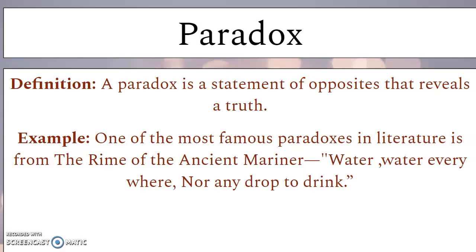And then a paradox. A paradox is a statement of opposites that actually reveals some type of truth. Paradox is a hard term to pick out and hard to distinguish in a text because paradox can most times be very confusing. The example that I have here is, "Water, water everywhere, nor any drop to drink." Paradoxes are usually confusing in some way, but they are meant to reveal some type of truth by stating a set of opposites.